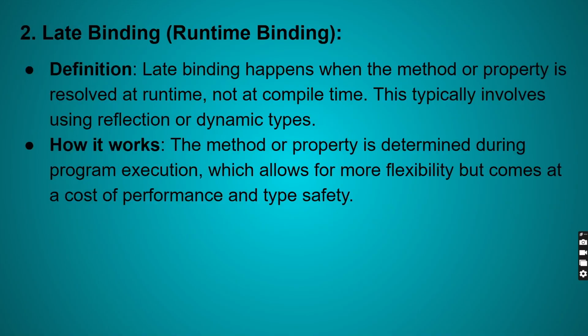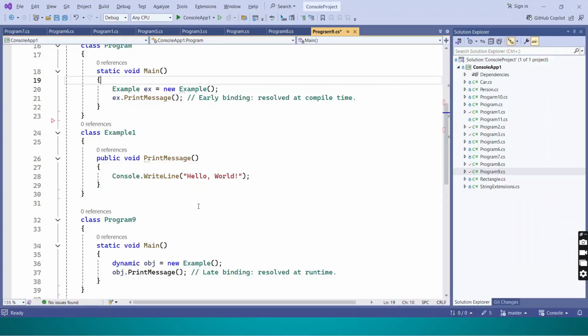now we'll see late binding, called runtime binding. Definition: late binding happens when the method or property is resolved at runtime, not at compile time. This typically involves using reflection or dynamic types. How it works: the method or property is determined during program execution, which allows for more flexibility but comes at the cost of performance and type safety. Now we will see that in code.